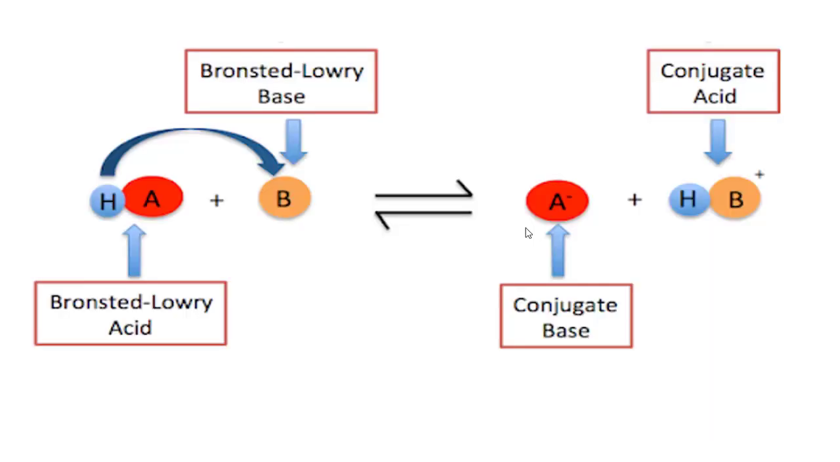And here we can see that when a Bronsted-Lowry acid gives a proton H positive to a Bronsted-Lowry base, the Bronsted-Lowry acid changes to be a conjugate base. And when the Bronsted-Lowry base takes a proton, it changes to be a conjugate acid.